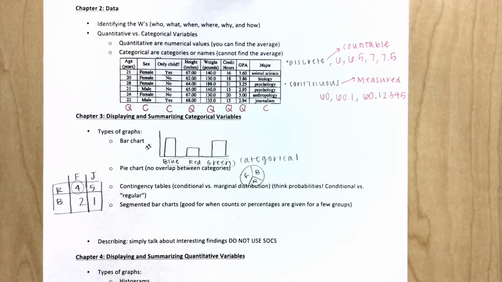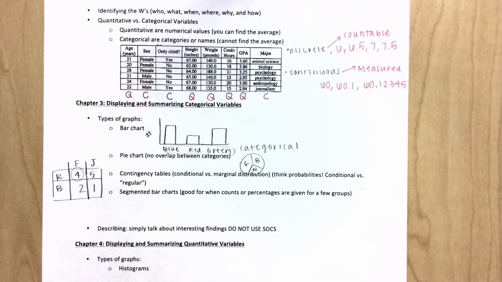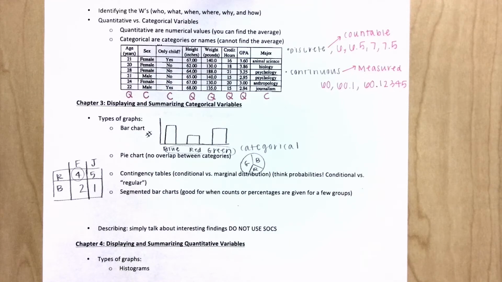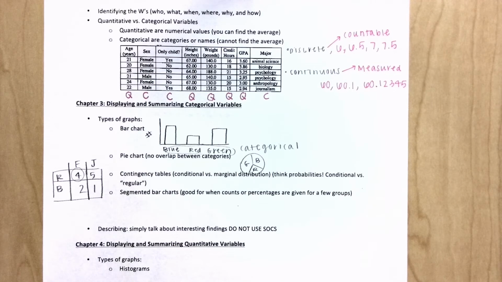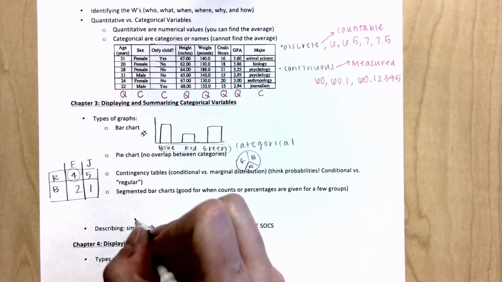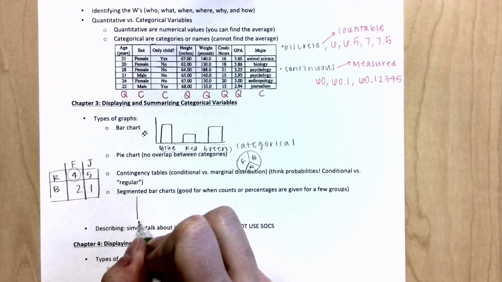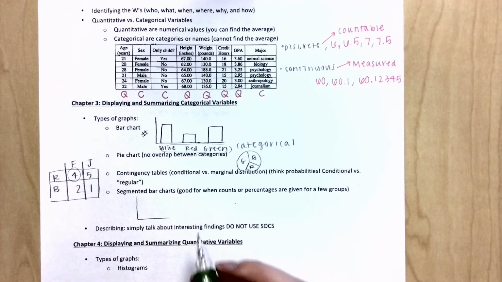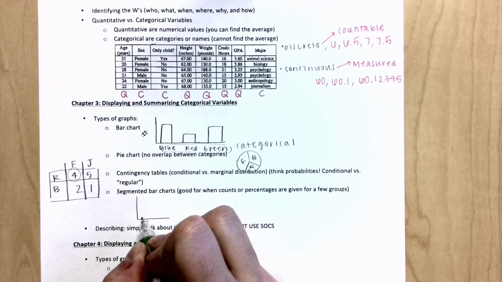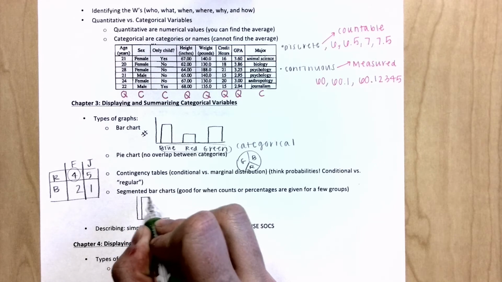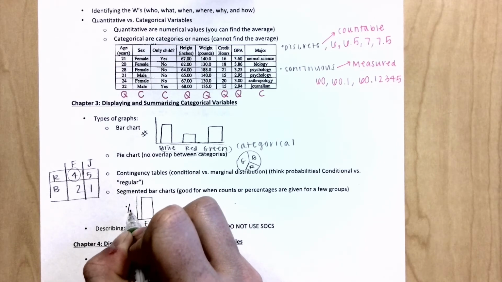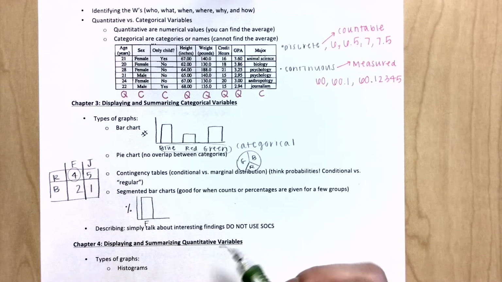And another way to graph categorical variables is to look at segmented bar charts. Segmented bar charts are good for when you're given counts or percentages for a few groups. So instead of looking at a contingency table like this, I might make a little segmented bar chart where I might have freshmen in one, and I would just look at this probably as percent here. So I would look at my freshmen. I have 6 freshmen there. I'm going to start with finding the percent that like red.